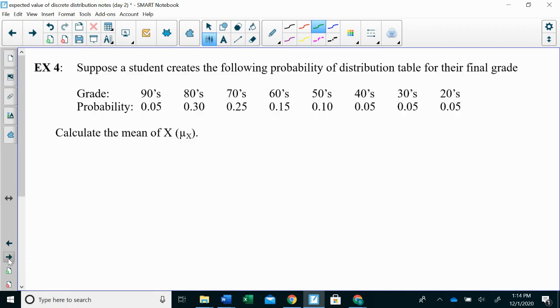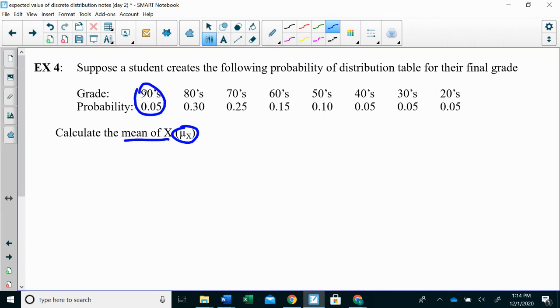One more example, maybe one that hits home a little bit closer with some of you: students' grades. Suppose a student creates the following probability distribution table for their final grade. A grade in the 90s has 0.05 probability, 80s 0.30, 70s 0.25, and so on. Calculate the mean of X, or their expected value. This gives them a legitimate expectation based off of this probability distribution table. What is a legitimate expectation for a grade for this student to make?